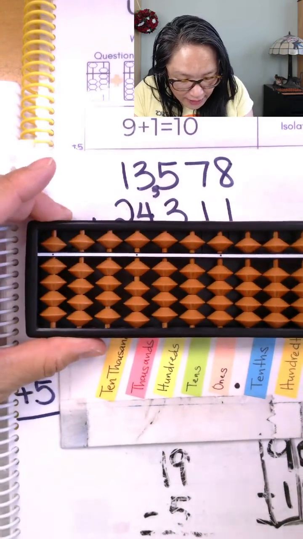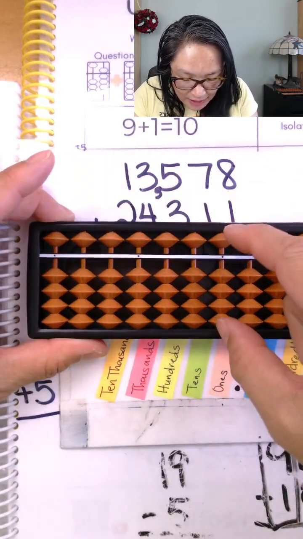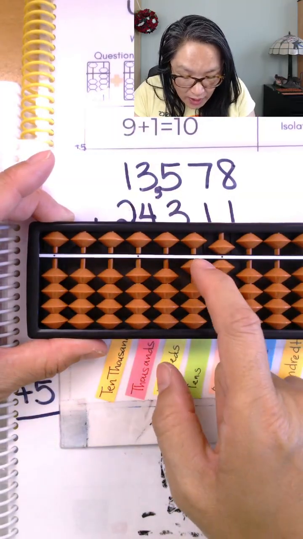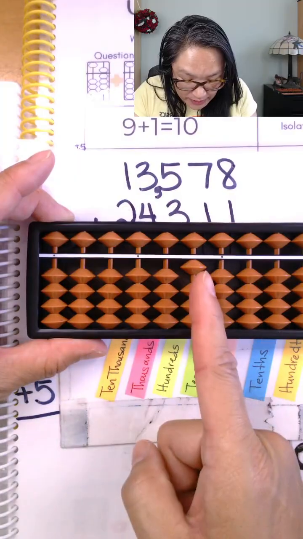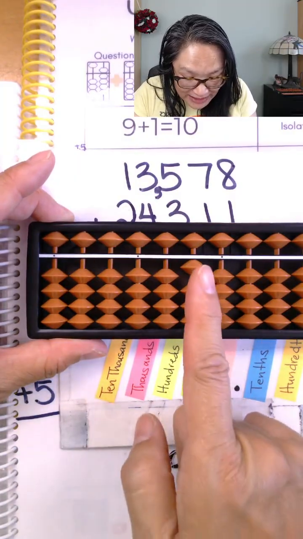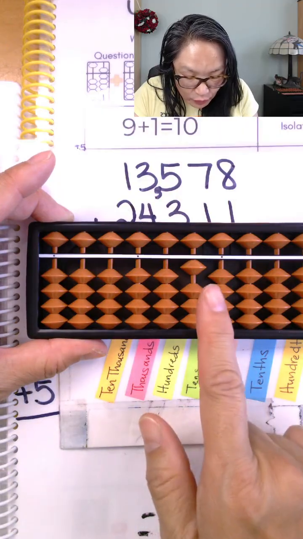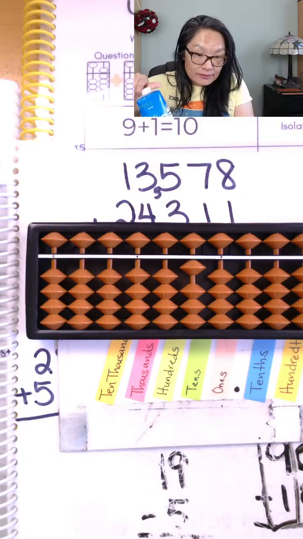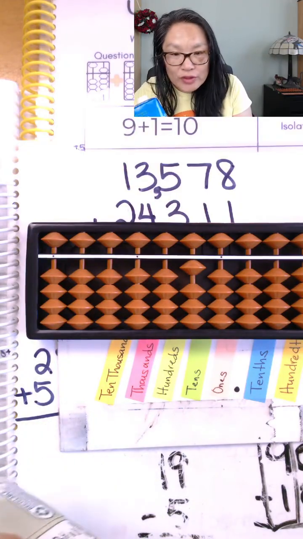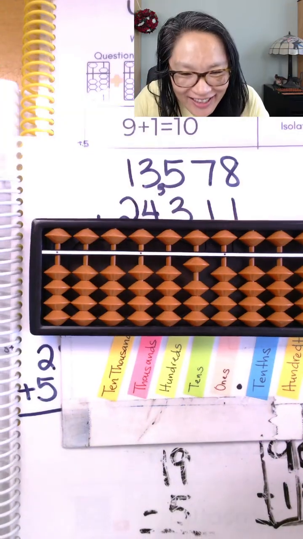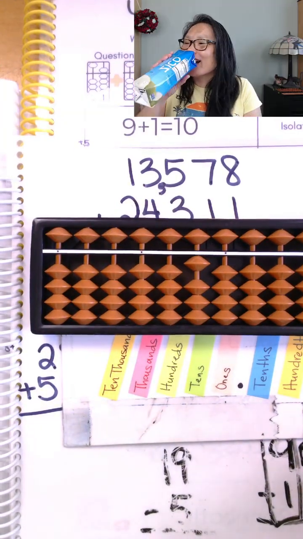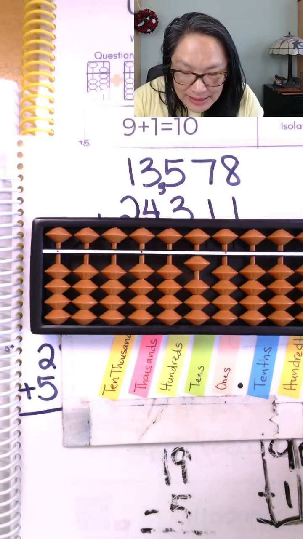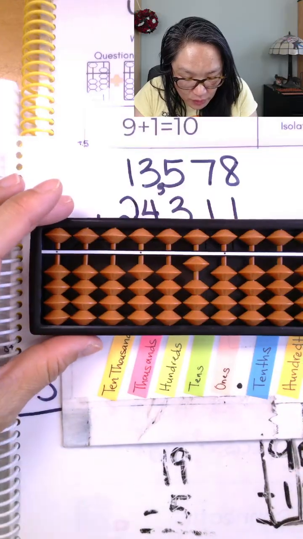So after 9, what's after 9? Exactly. After 9 is 10. 10 is a 1 and a 0. However we write is how we read the abacus. That's it. Simple. Simple to use. Easy to understand. Thank you, Mila, for following. Does that make sense? So the way we write is the way we read.